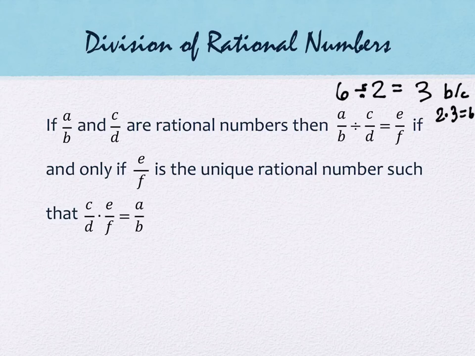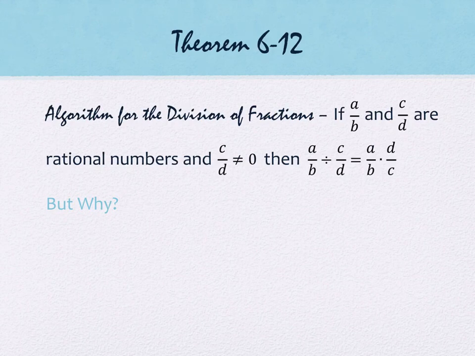So what is the actual process or algorithm for dividing that I referenced a moment ago? Well, the idea is that if we have a over b and c over d, and we divide a over b by c over d, that's equivalent to multiplying a over b by d over c. And so we flip the second fraction. Important, it is always the second fraction.